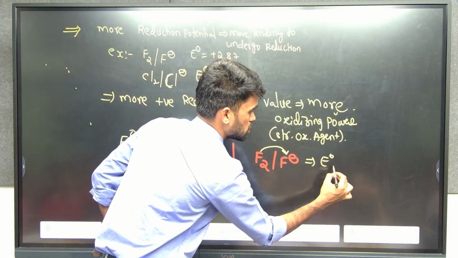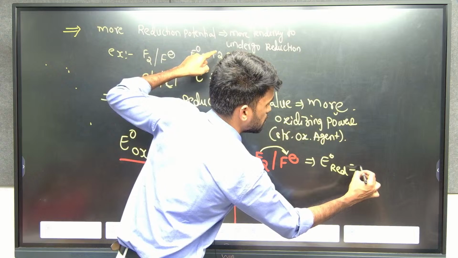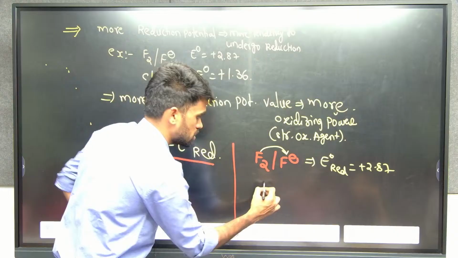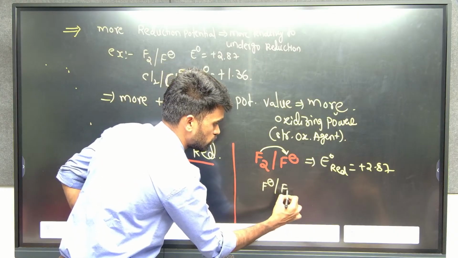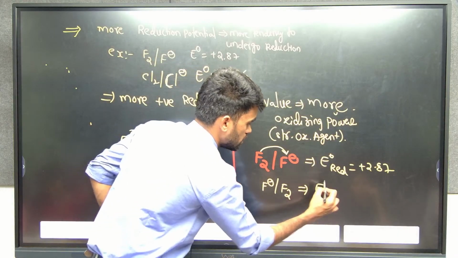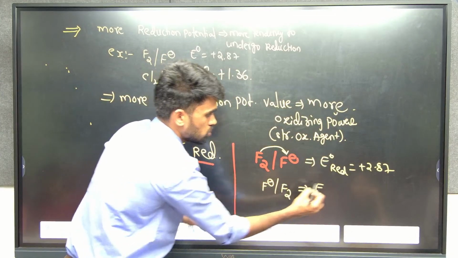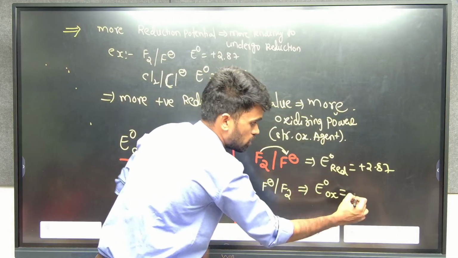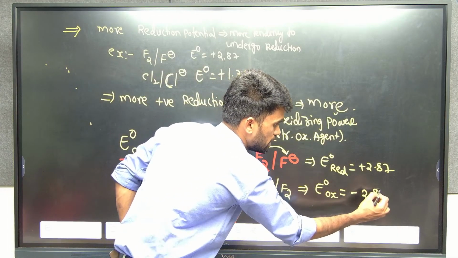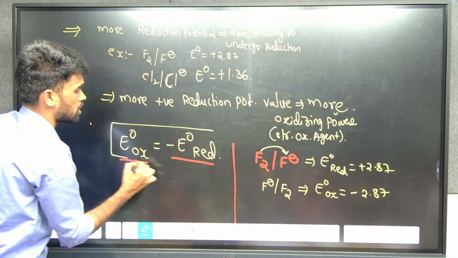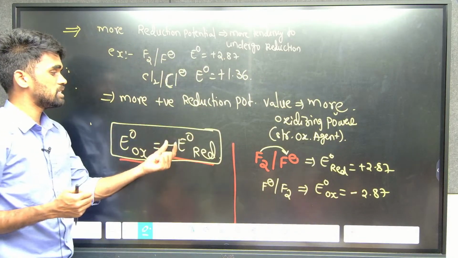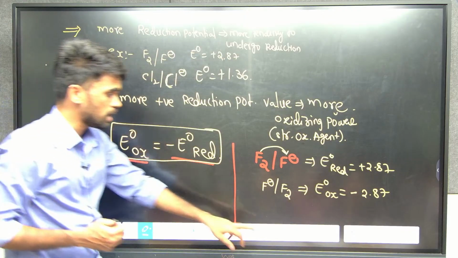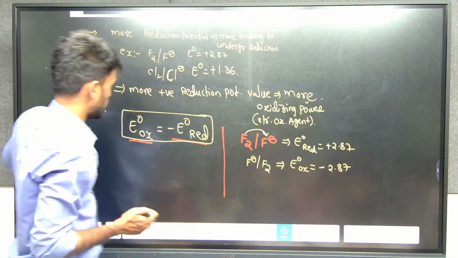So reduction potential, E0 reduction, how much have they mentioned? Plus 2.87. If I write the opposite, F minus to F2, is this oxidation or reduction? So it should be called E naught oxidation, the opposite of this value, minus 2.87. So remember that E naught oxidation and E naught reduction have the same magnitude with opposite sign. Remember up to here.